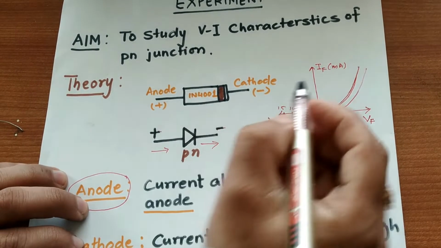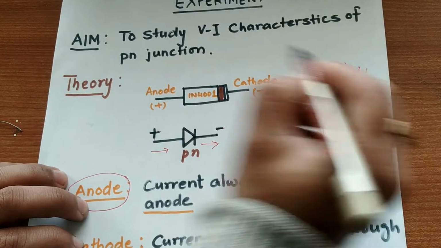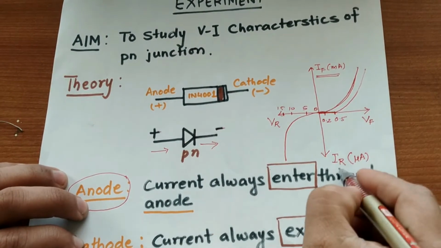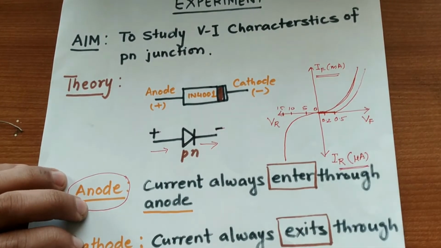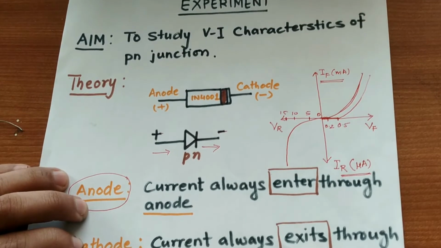So we can say that the current we get in forward bias condition is in milliampere, and the current we get in reverse bias direction is in microampere.